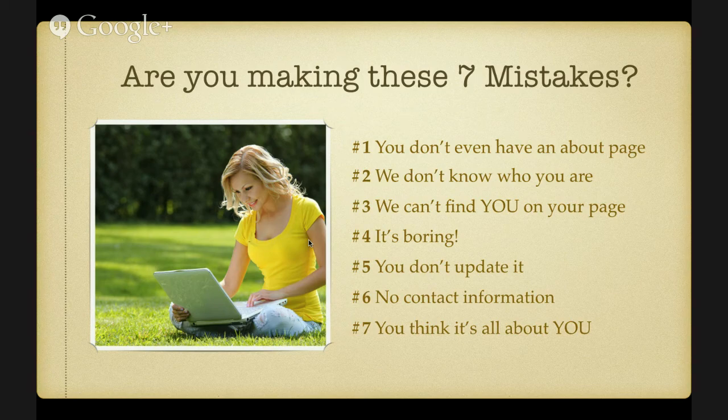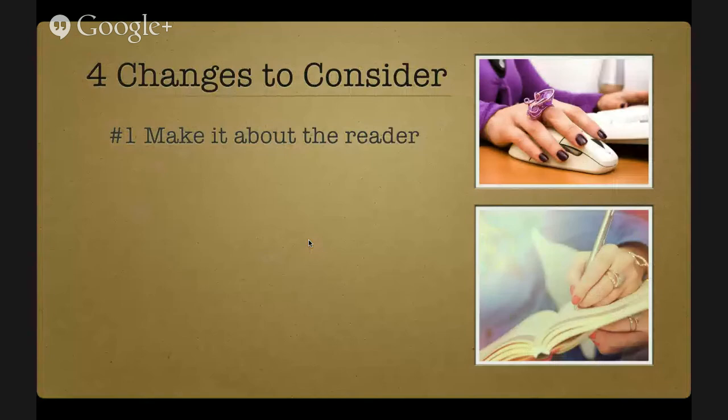So that leads us right into making the 4 changes, because the number 1 change we need to make is that we do need to make it about the reader. So it's the 7th mistake. It's probably one of the biggest mistakes that a lot of people make, that they don't make it about the reader. They make it about themselves. So we definitely need to make it more about the reader.